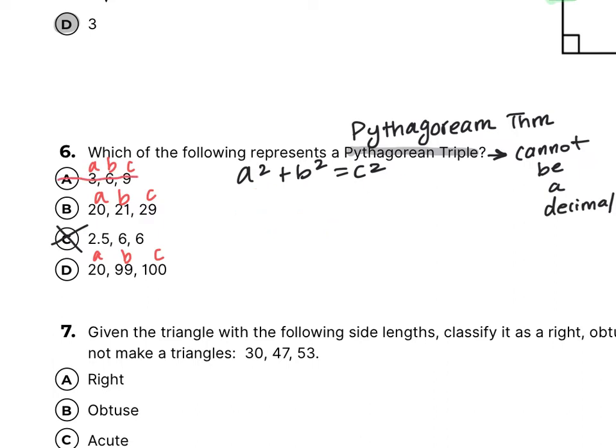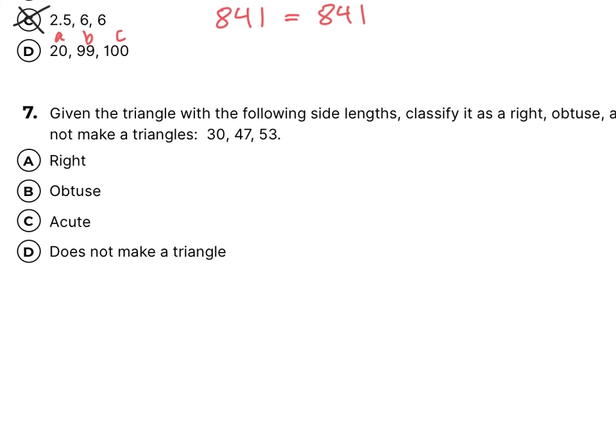Now let's try B. A is 20, so 20 squared, plus B, which is 21 squared, and C is 29, so you square that. So 20 squared plus 21 squared, you can do that on the calculator, and you will find 841 to be the answer. Now if you try 29 squared, that will also be 841. So I just found my Pythagorean triple, and the answer is B. Now remember that the Pythagorean triple cannot be a decimal, so this is how you can cross out answer choice C.